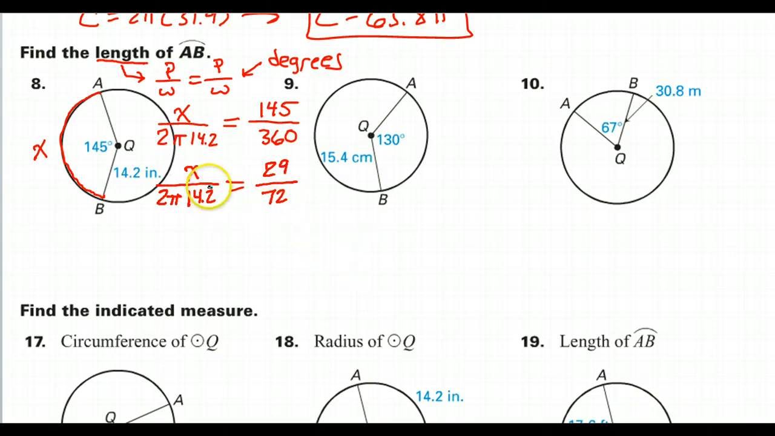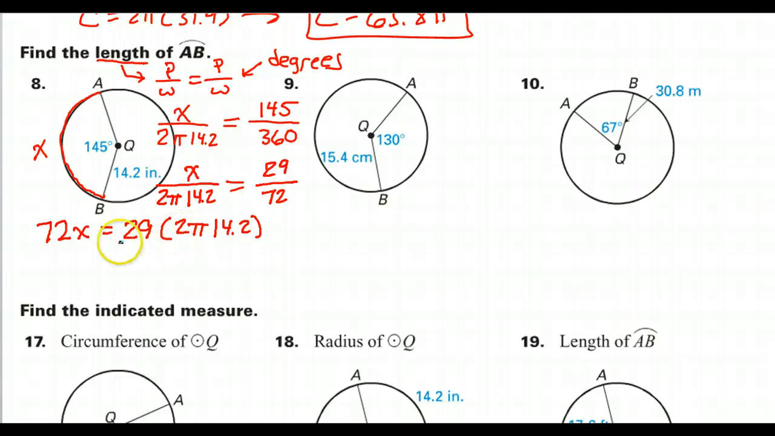Now it's time to cross multiply. I'm going to have 72x, that's this diagonal, is equal to 29 times this mess, so 29 times 2 pi 14.2. You could go ahead and put this in your calculator now if you want. We're going to find this value, and then we're going to divide by 72.